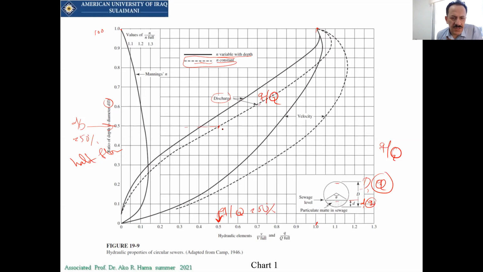And by the way, this is just for the q. We have it also for the velocity. We can say when we have half a flow, look at the velocity. The velocity will be 1 point something, 1.1 times greater than the velocity that we have at full flow.